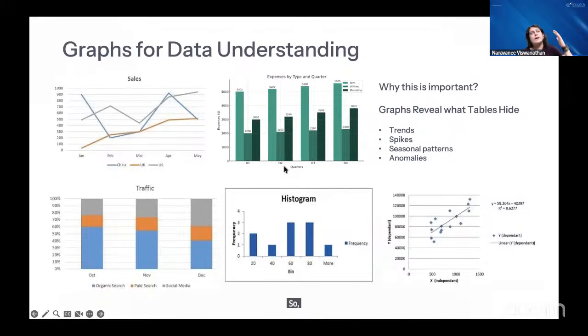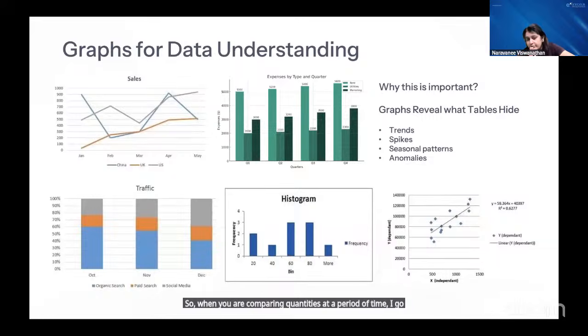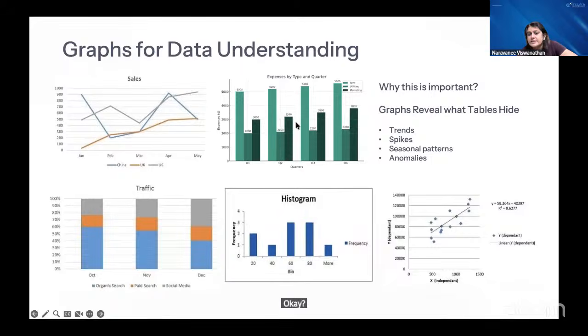So when you are comparing quantities at a point in time, I go for a bar graph. When I compare them over a period of time, you can see here, I can go for a column graph. This is called a column graph. Okay. So is it clear when I should go for a column graph?